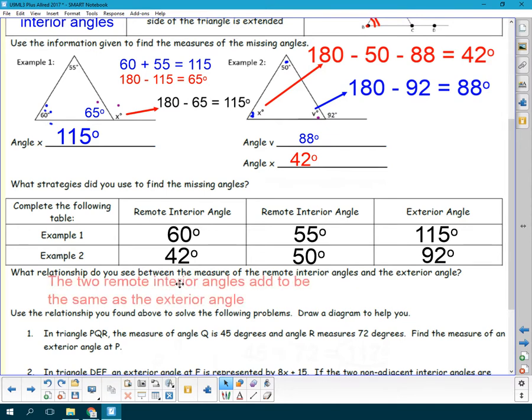The truth is that the two remote interior angles of a triangle will always add up to be the same as the exterior angle of a triangle. That's a rule that we can certainly use for some of these math problems to help us out. It's a fairly important rule, and we'll use it lots of times.